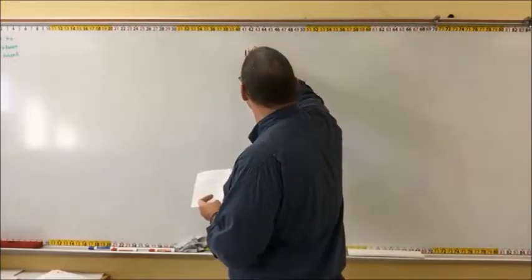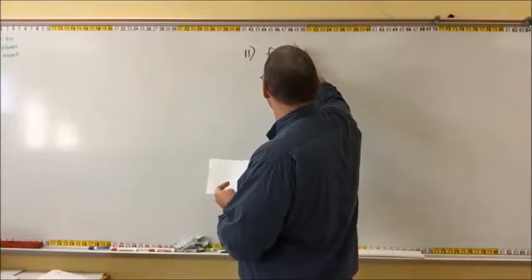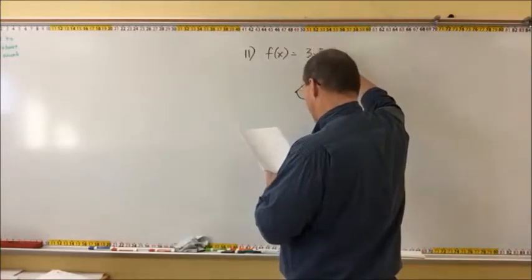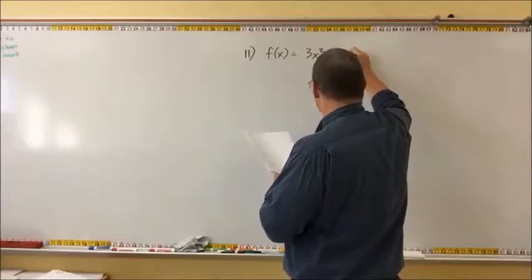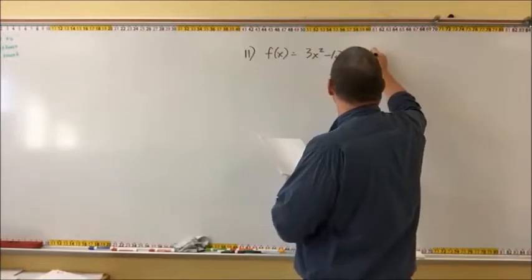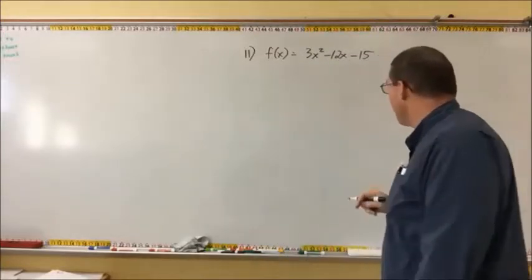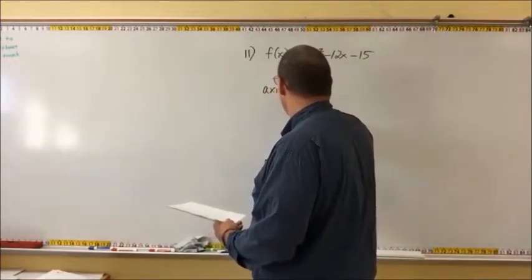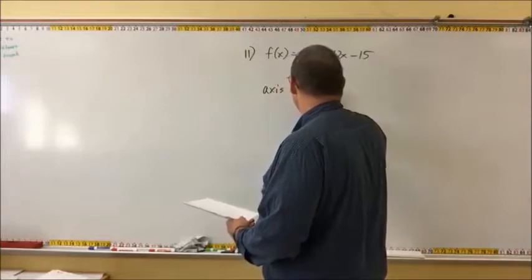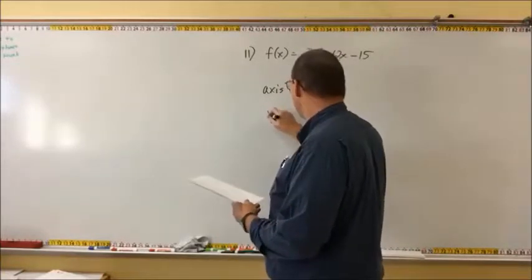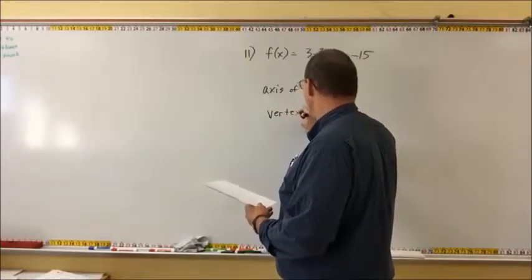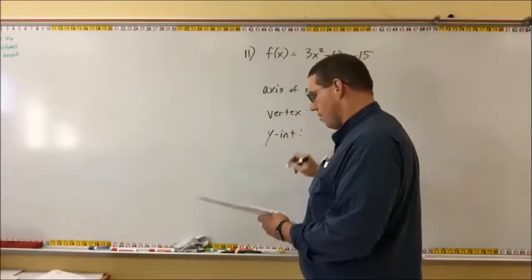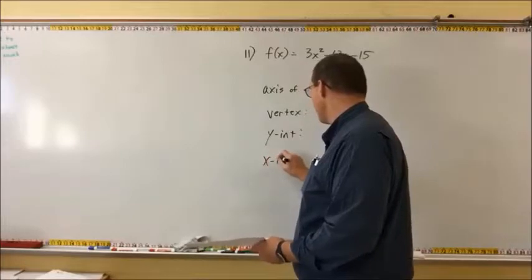We have f of x is equal to 3x squared minus 12x minus 15. Okay, so now it says identify the axis of symmetry, then it says identify the vertex, then identify the y-intercept, then identify the x-intercepts.